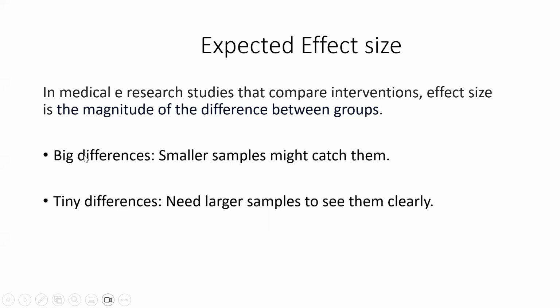Suppose the expected difference is huge, then we need a small sample size. But if the difference is small, then we need a larger sample size. For example, if the vaccine effectiveness difference is huge between AstraZeneca and Pfizer, then we need a small sample. But if the vaccine effectiveness difference is small between AstraZeneca and Pfizer, then we need a larger sample to see them clearly.